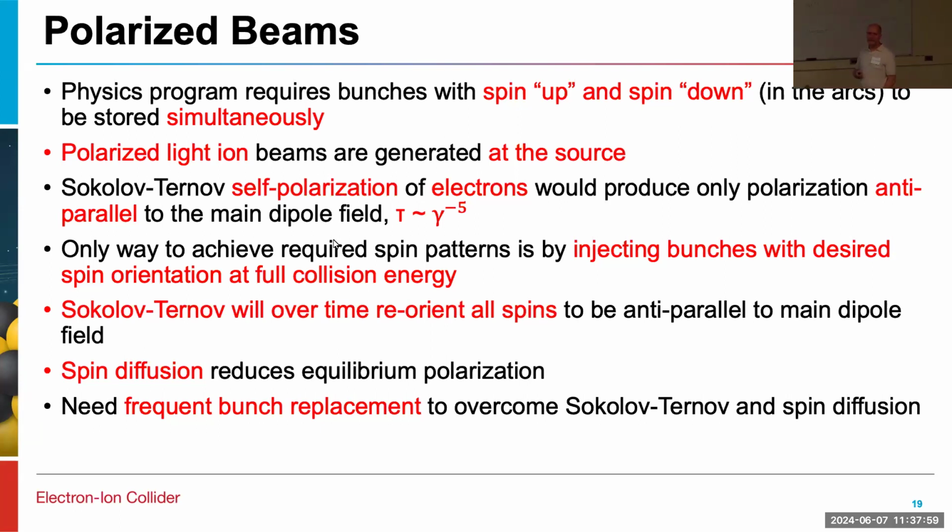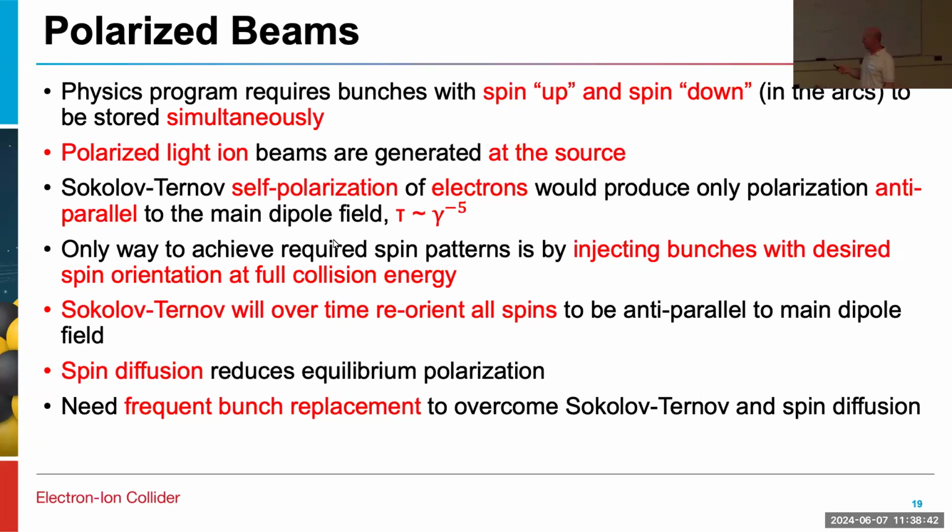So for electrons, there is an effect that is related to synchrotron radiation again. That's the so-called Sokolov-Ternov self-polarization. That would produce over time polarization in the storage ring that is anti-parallel to the main dipole field. And the growth time for this polarization goes with gamma to the -5. It's a very steep function. At 18 GeV in the EIC, the growth time is about 30 minutes. So if you then go down to 10 or 5 GeV, you realize immediately that this is not the way to polarize the beam. It just takes way too long to polarize it.